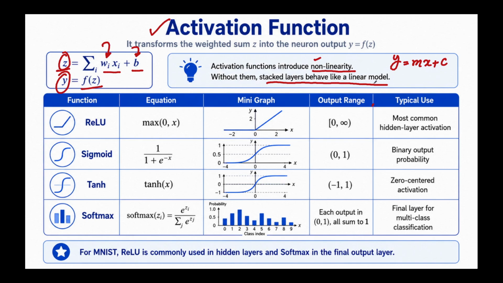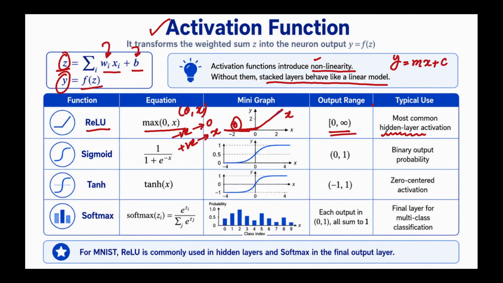Let us understand the common activation functions. First, ReLU. ReLU stands for rectified linear unit. The equation is ReLU of x equals maximum of 0 comma x. That means if x is negative, output is 0. If x is positive, output is x itself. So whenever we have negative values, it will become 0. So ReLU is simple and fast. It is commonly used in hidden layers because it helps the neural network learn effectively and supports better gradient flow compared with older activations like sigmoid in many deep learning networks. For MNIST, ReLU is commonly used in hidden layers.